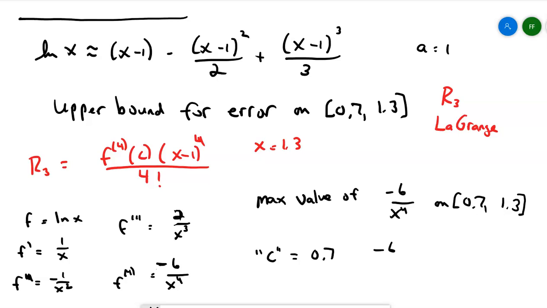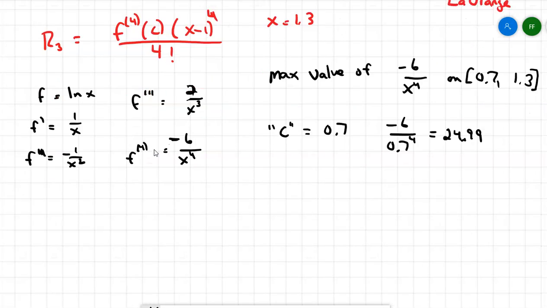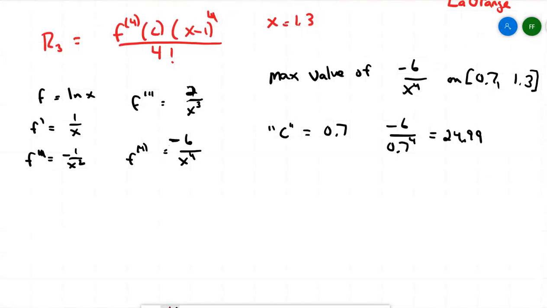So we're going to look at negative 6 over 0.7 to the fourth and see what we get. 6 divided by 0.7 to the fourth gives me 24.99. That's a pretty big number. Keep in the back of your head what we're doing here. I'm finding the maximum value of negative 6 over x to the fourth on that interval. All right, let's throw it into the formula. There's our red formula up at the top. This thing over here is our 24.99.